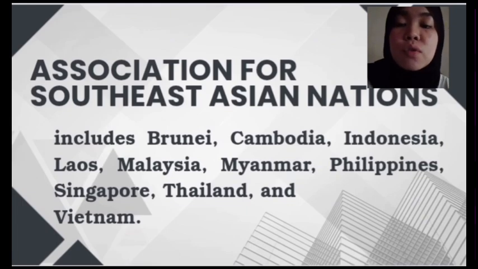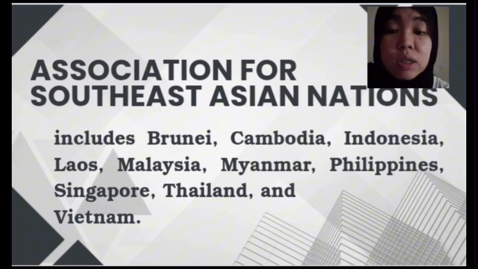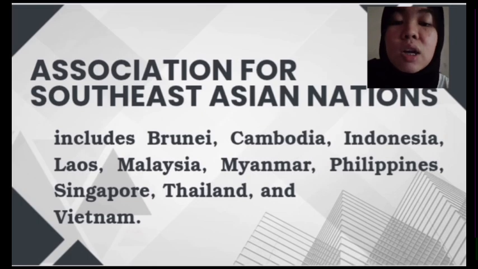So, for the next is the Association of Southeast Asian Nations. This was formed in 1967 by Indonesia, Malaysia, Philippines, Singapore, and Thailand. This is to promote peace, stability, and economic cooperation in the region. Over time, more countries joined. ASEAN worked to create a free trade area, making it easier for Southeast Asian nations to trade, grow their economies, and strengthen regional unity.